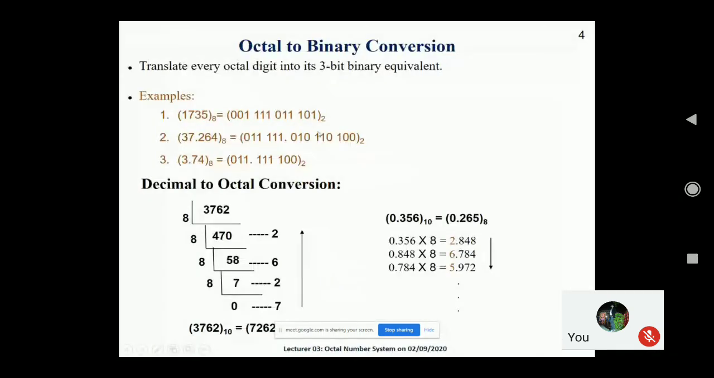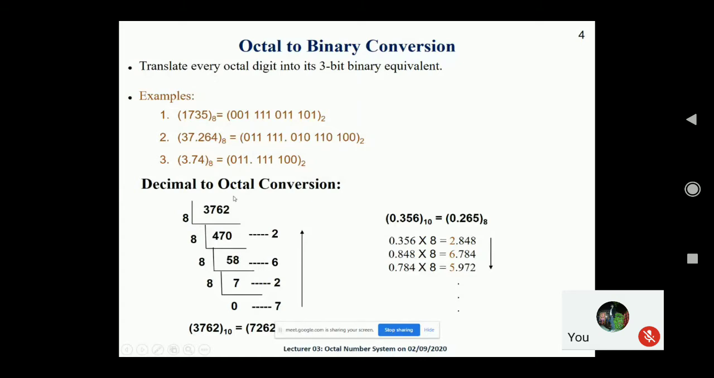See here, 1 means 001, 7 is 111, 3 is 011, and 5 is 101. Same thing, for example 37.264: in this octal number, the integer part is present and the fractional part is also present. So 3 means 011, 7 means 111, point 2 means 010, 6 is 110, and 4 is 100. Same thing for 3.74, so 011. This is very easy.